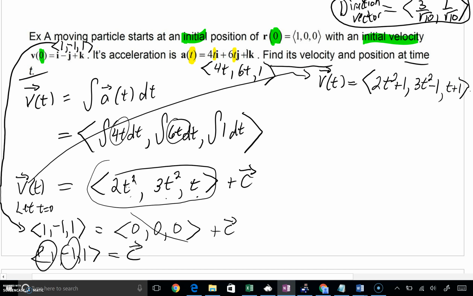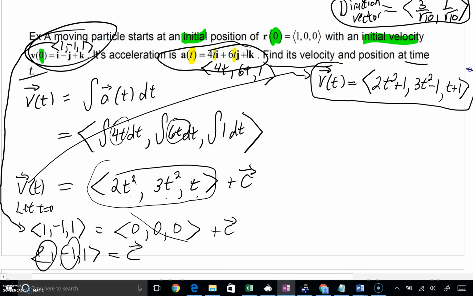Guys, the cool thing is if you were to plug in a 0 right now, you would quickly see that you're getting the initial condition that they gave you. If you plugged in a 0, that's exactly what you get. If you were to take the derivative of this velocity vector, you get the acceleration vector. So things are coming together nicely. The thing is, this is part of our answer. We certainly want that.